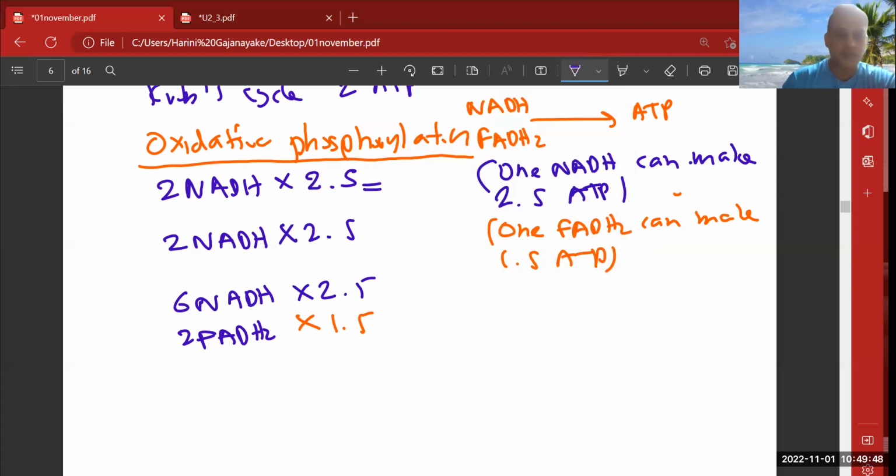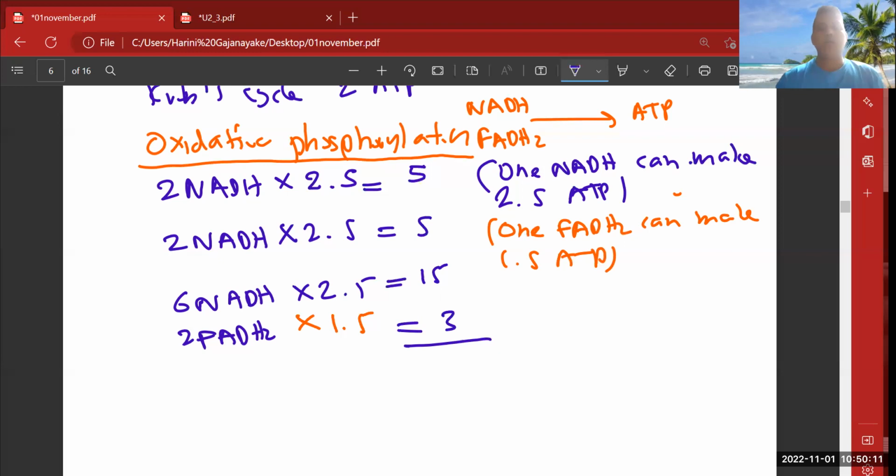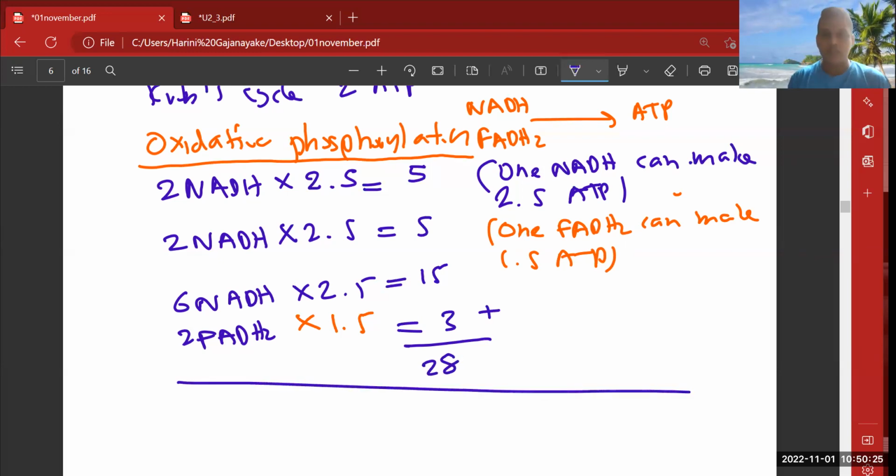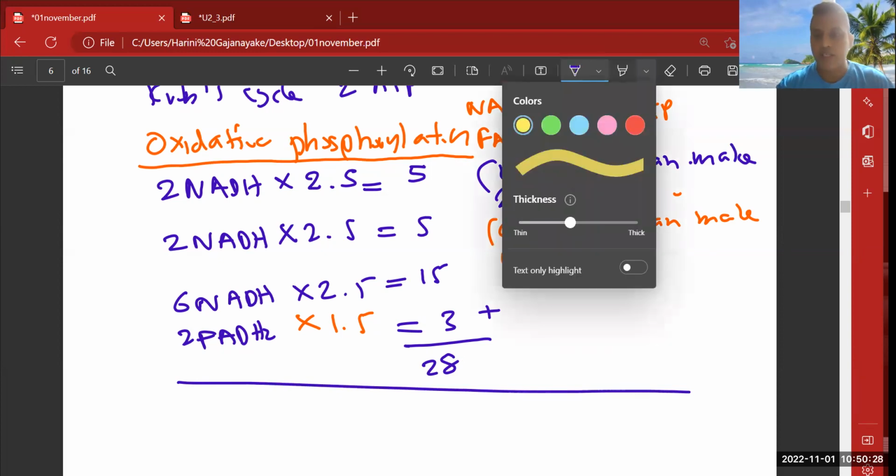So let's calculate this. This should be 5. 2.5 multiplied by 6 is 15. Then 2 multiplied by 1.5 is 3. So I add all the steps now: 15 plus 5 is 20, 25, 28. So for oxidative phosphorylation, the total number of ATP is 28.